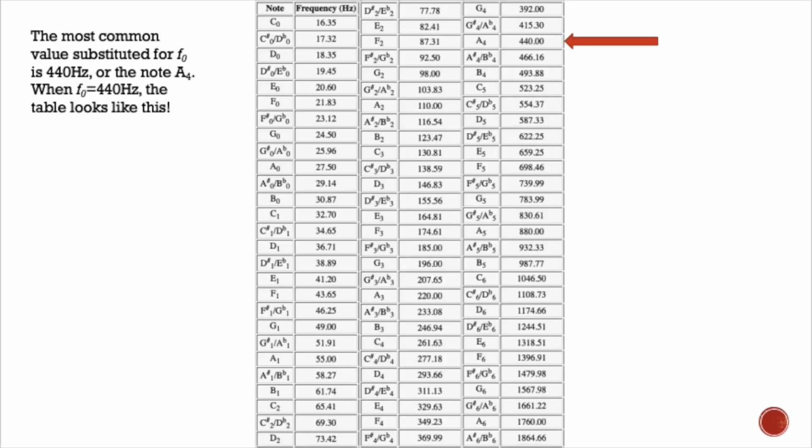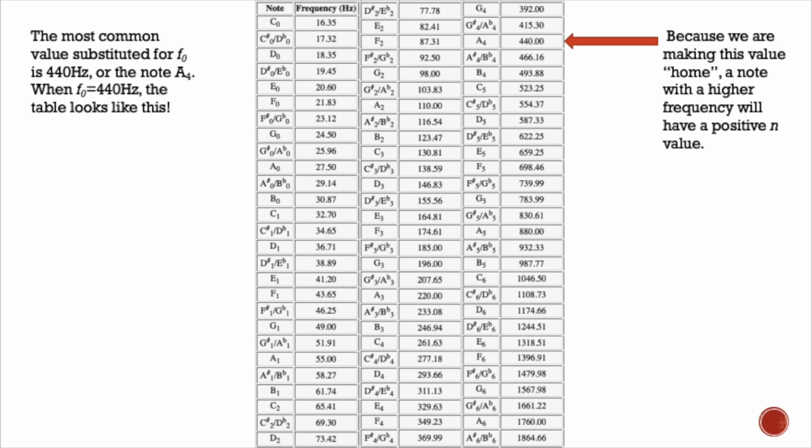Here we have a limited version of the most common data table that is used to calculate pitch. This table uses A4 as its F0, or its fixed note, and so when A4 is played or sung, it vibrates at a frequency of 440 Hertz.